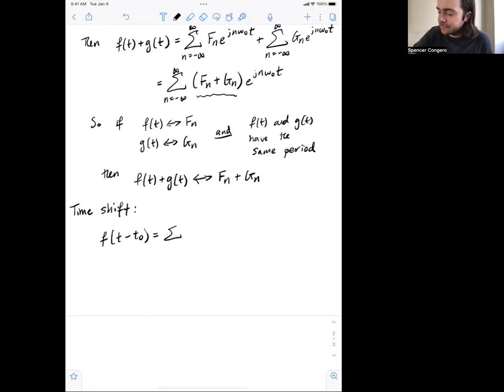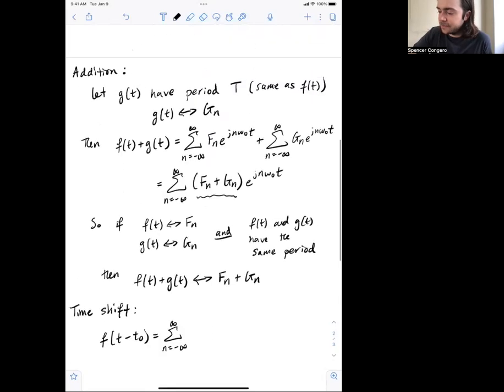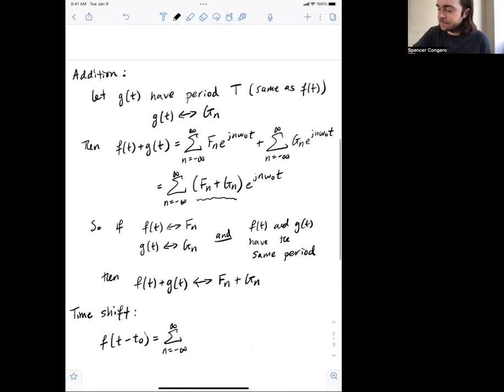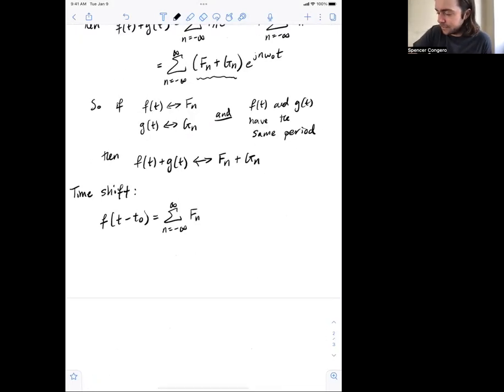Well, let's write out a Fourier series based on the Fourier series of f. What's going to happen? Where does this t appear in the Fourier series? It only appears right there. So I just have to plug in t minus t naught right there in the Fourier series. So I'll get f sub n, e to the j n omega naught, t minus t naught.